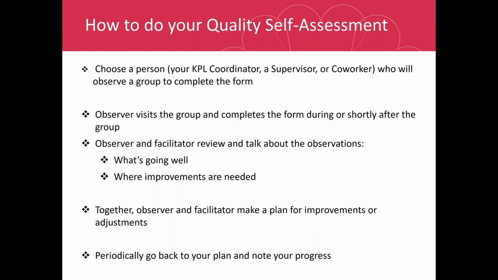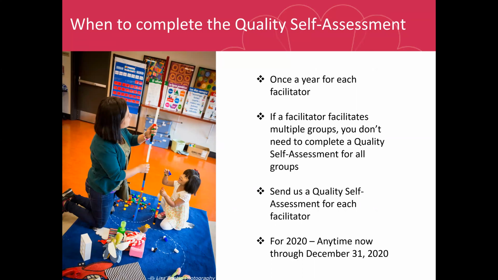Those are submitted typically the end of the year, but again, I know that we're talking to out-of-state folks, so please look at your affiliate agreement so you know when they're due. When to complete, so once a year for each facilitator. If a facilitator facilitates multiple groups, you do not need to send multiple QSAs. You can just submit one for all your groups. Each facilitator will send us a QSA, and it's going on now through December 31st, 2020.